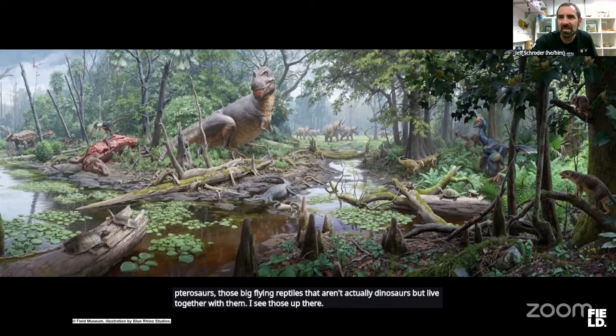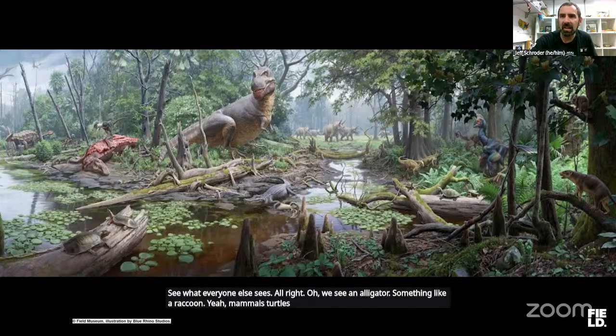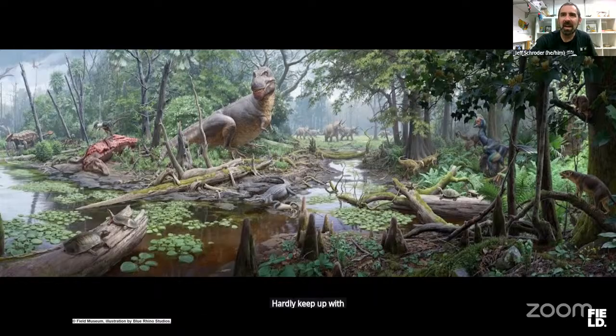Let's see what everyone else sees. All right. Oh, we see an alligator, something like a raccoon. Yeah, mammals, turtles. Ashley says turtles, alligators, turtles, triceratops. You guys are good. I can hardly keep up with you. Triceratops, alligators, crocodiles, dinos, monkeys, turtles, T-Rex. Oh, wow.